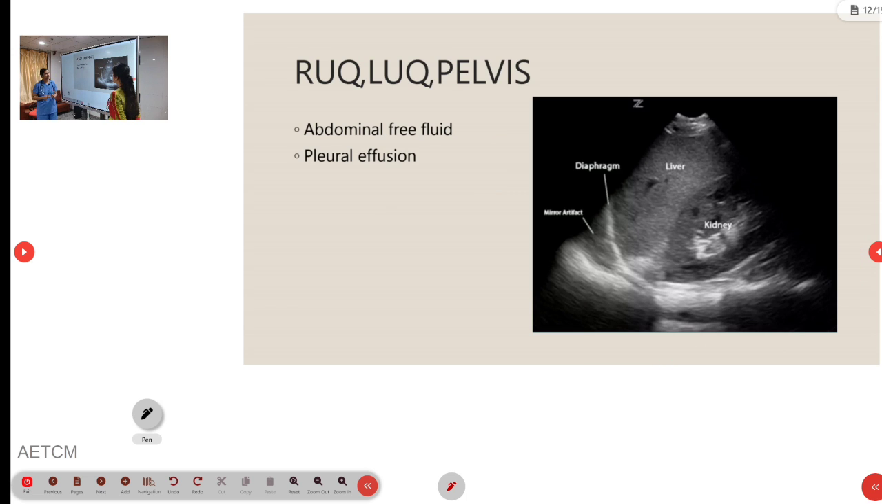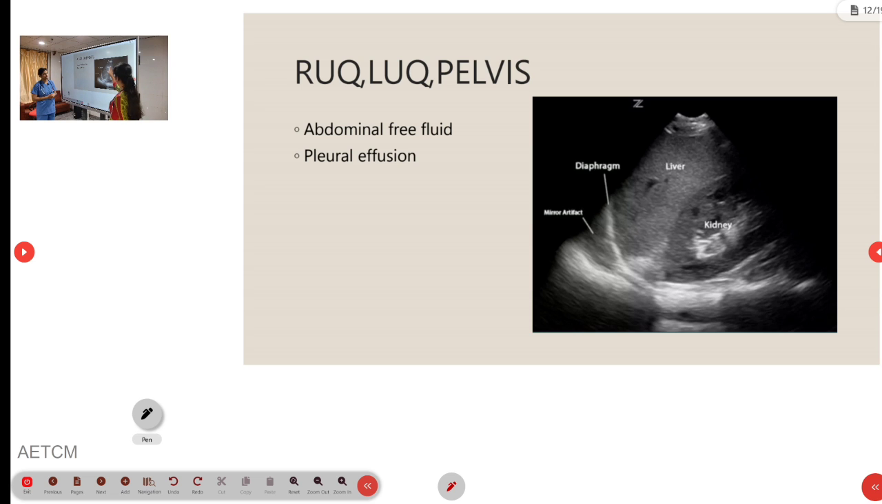And this is the Morrison pouch, that is right upper quadrant, left upper quadrant and pelvic. We have to see the free fluid in the hepatorenal pouch and splenorenal pouch. So what probe do we need to use? We have to use the curvilinear abdominal probe with the pointer pointed towards the head end.